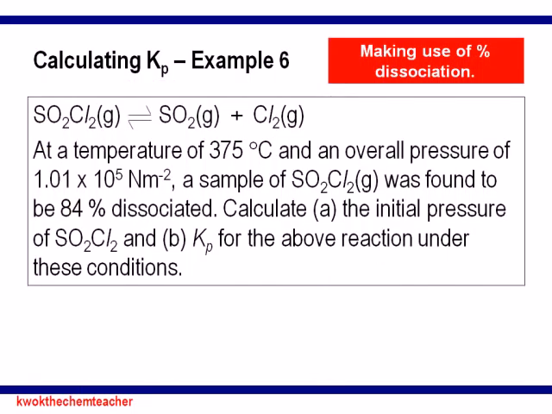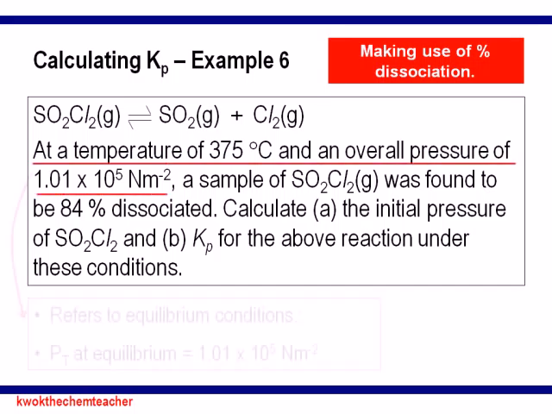Now, in the next example, example 6, we are once again calculating Kp, but this time round we are making use of percentage dissociation. You have SO2Cl2 gas decomposing to give you SO2 gas and chlorine gas. At a temperature of 375 degrees Celsius and at an overall pressure of 1.01 times 10 to the power 5 Newton per meter squared, a sample of SO2Cl2 gas was found to be 84% dissociated. You are asked to do 2 calculations. One, to find out the initial pressure of SO2Cl2, and the second, to find out the Kp for the above reaction under these conditions.